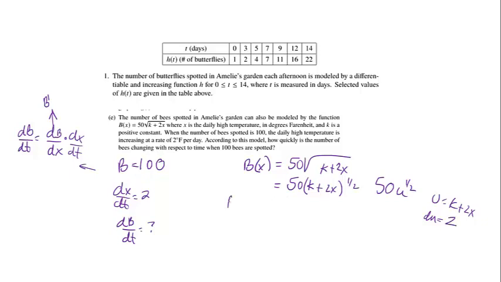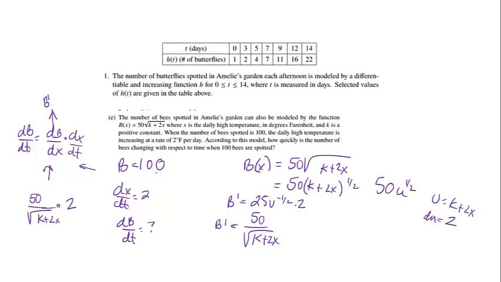All right, so when I go to take the derivative of this, I'm going to get 1/2 times 50, which will be 25, u to the negative 1/2 times du, which is 2. So that is going to give me 50 over the square root of u. So that will be 50 over the square root of k plus 2x. So I now have b prime, or another way of looking at it, I now have just found dB dx, which was 50 over the square root of k plus 2x. All right, and then times dx dt, they already told me that dx dt was 2. So now from here, we're just going to be trying to figure this out.